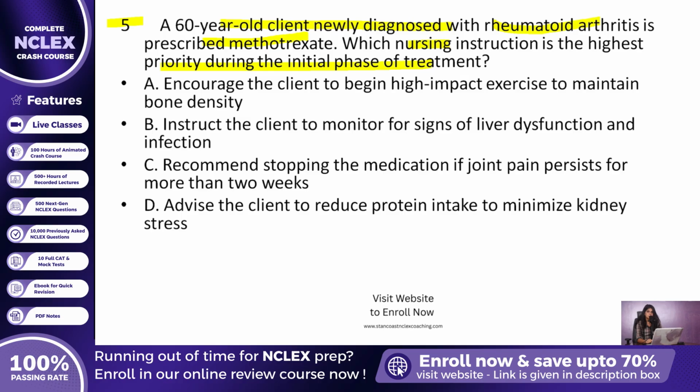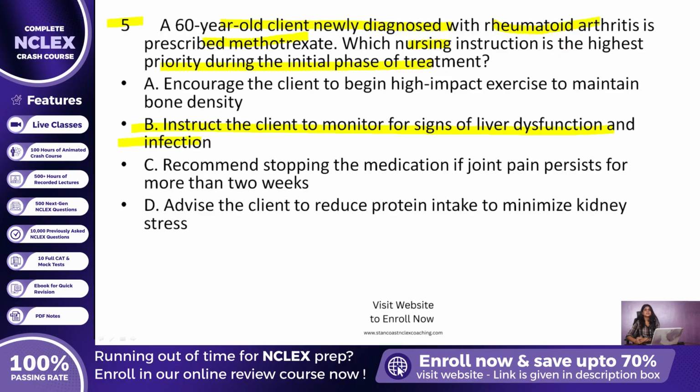The correct answer is B. Instruct the client to monitor for signs of liver dysfunction and infection. Let's see why option B is correct. Methotrexate is a disease-modifying anti-rheumatic drug, DMARD, that suppresses the immune system to slow joint destruction.